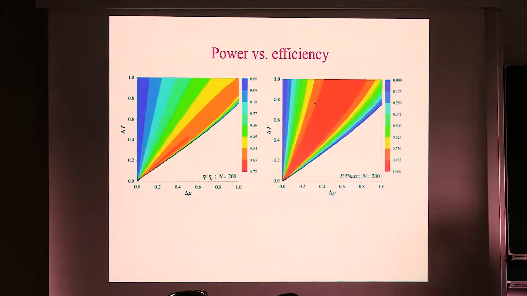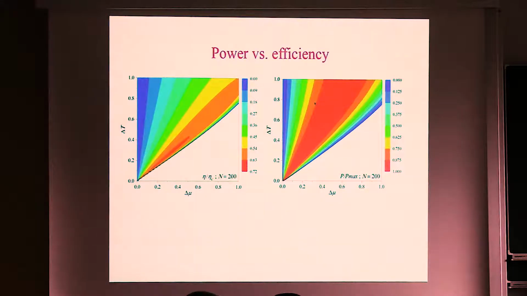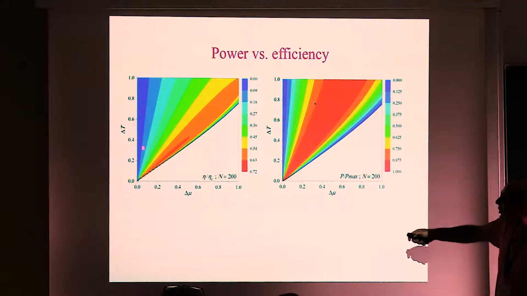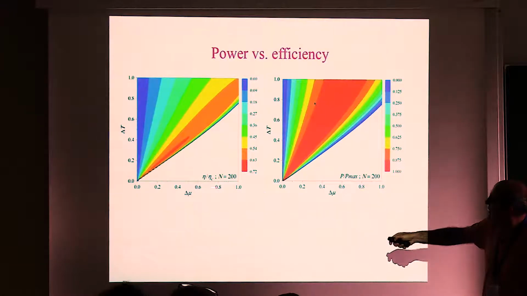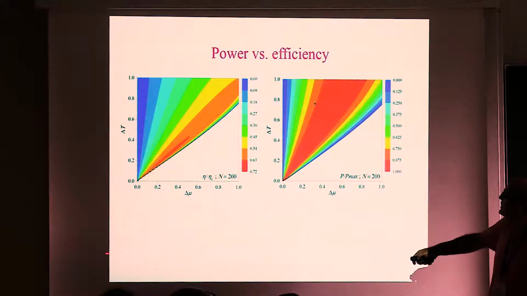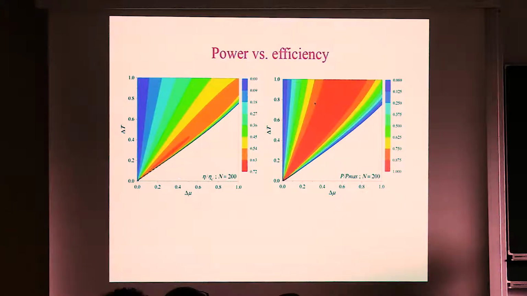So if there is no energy filtering, you have hope that the power-efficiency trade-off is better. Well, this is just a plot of temperature difference and voltage for efficiency and power. And you see that you can have regions where it is good for power and others where it is better for efficiency.